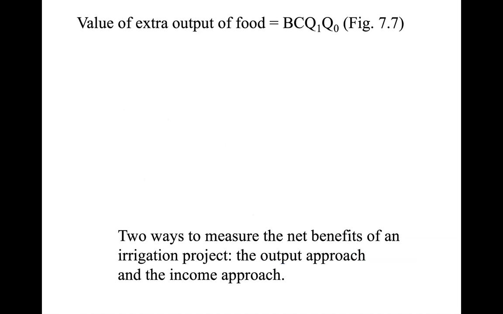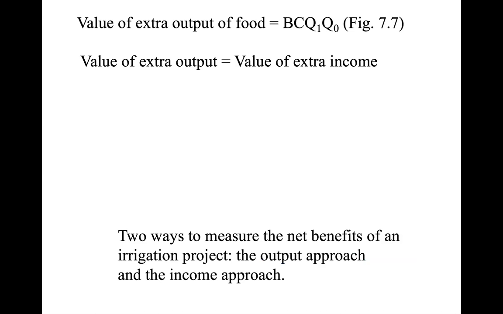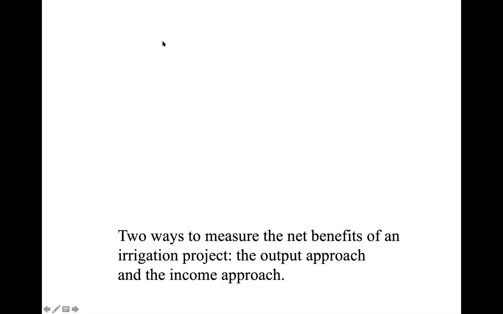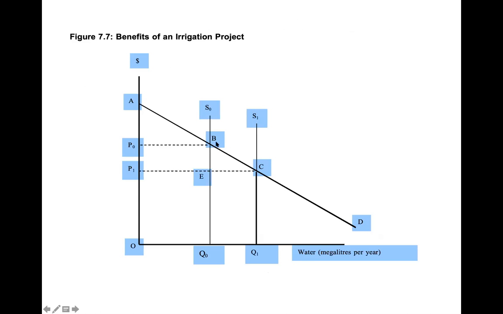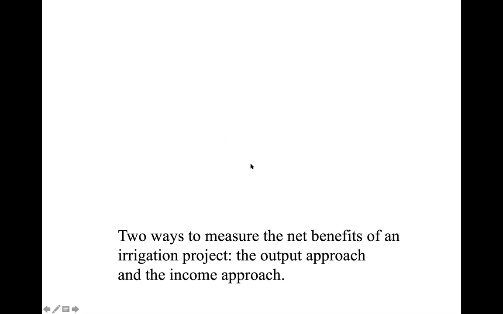So we can value the extra output of food. So that would be B, P0, P1, just like we did before, it would be this area in here. So that would really be the value of the food that they grow with this extra water.